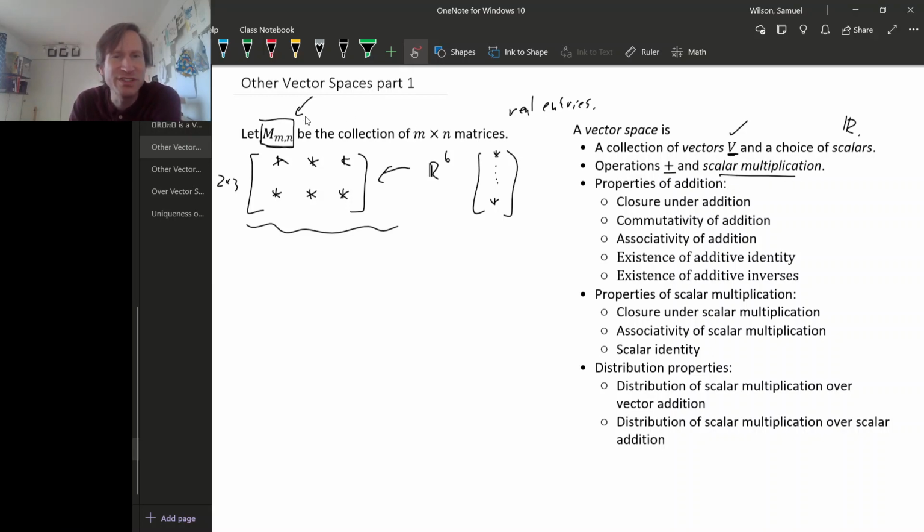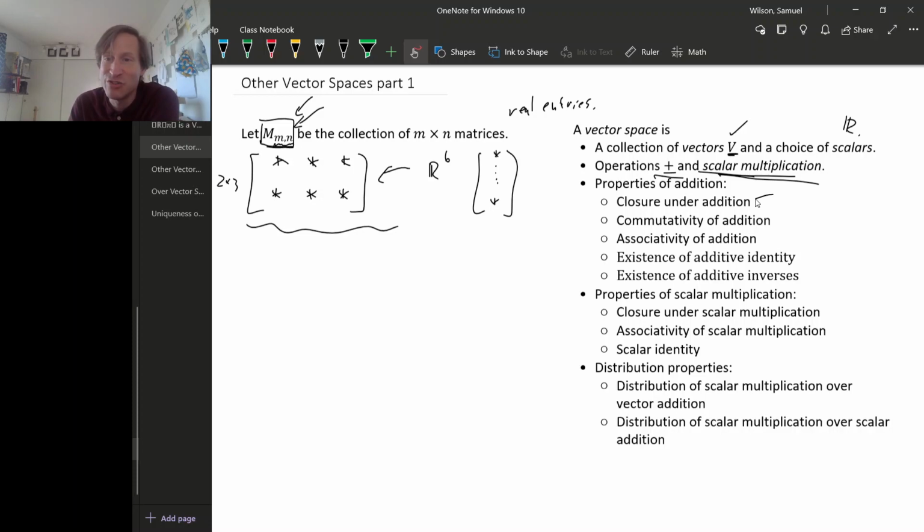Okay, so now we need an addition operation and a scalar multiplication operation. But for matrices, we already have an addition operation. You just add component-wise, or add matrices entry-wise. For that to be defined, the matrices that you're adding have to have the same size. But remember, if we're pulling matrices from just one of these spaces, they will always have the same size because we're fixing m and n, right? And scalar multiplication also happens entry-wise. So we already have the operations of addition and scalar multiplication.